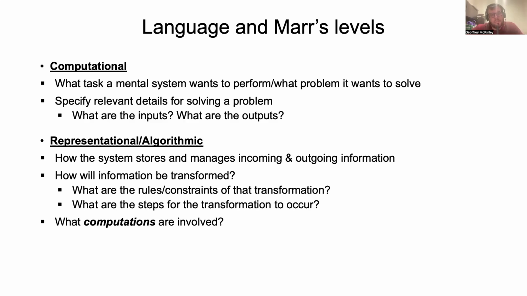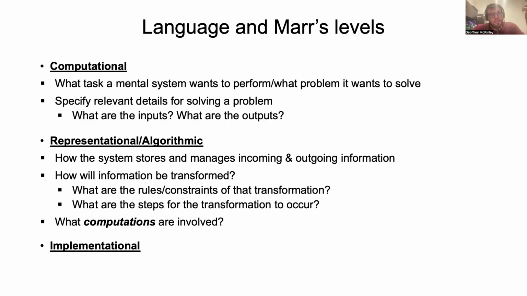Representational or algorithmic. It's also sometimes called the representational level. How does the system store and manage incoming and outgoing information? How will information be transformed? What are the rules or constraints of that transformation? Is it underdetermined? What are the steps for the transformation to occur? What kind of computations might be involved?